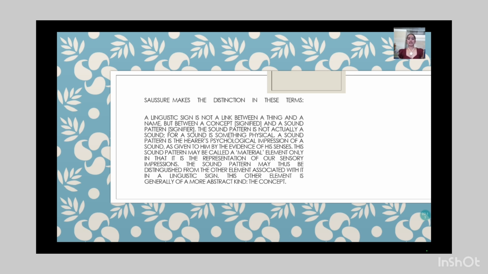Saussure makes the distinction in these terms: a linguistic sign is not a link between a thing and a name, but between a concept, which is the signified, and a sound pattern, which is the signifier. The sound pattern is not actually a sound, for a sound is something physical. It is the hearer's psychological impression of the sound, as given to him by the evidence of his senses. This sound pattern may be called a material element only in that it is the representation of our sensory impression. It may thus be distinguished from the other element associated with it in a linguistic sign, which is generally of a more abstract kind: the concept.